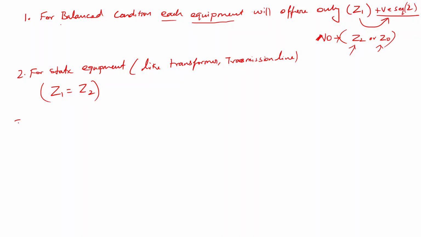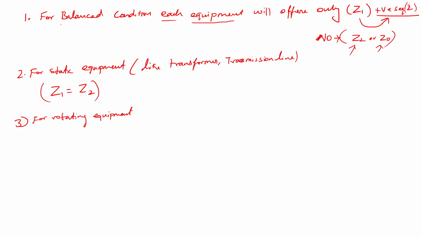What is the third? For rotating equipment, why we are doing these things: for each and every element we are going to draw a sequence network.